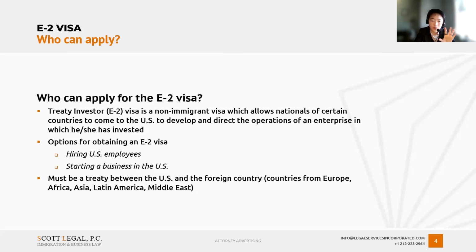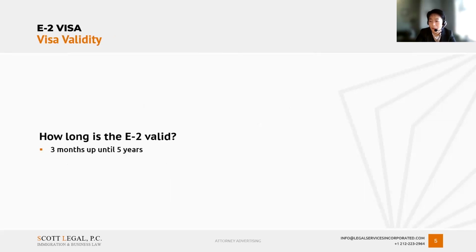And as I mentioned before, there are two options for obtaining an E-2 visa, which is first to start a business in the United States, and the second option is to purchase an existing US business. So you do have that option to choose. All right, so we will move on to the next slide.